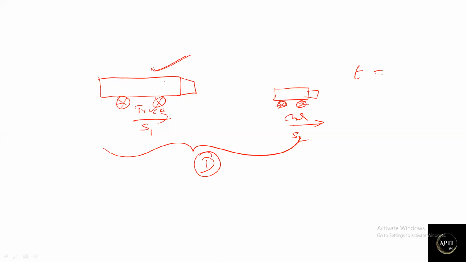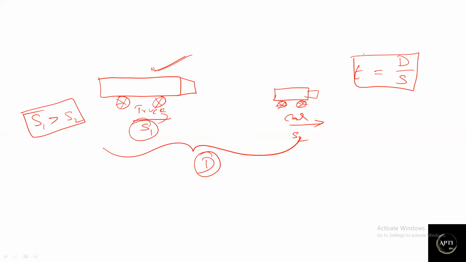For sure, in order to overtake the car, s1 should be greater than s2, correct? If s1 is less than s2, for sure it is not possible for the truck to chase or overtake the car, correct? So if s1 is greater than s2, what will be the time taken by the truck to overtake the car? Now we all know that from the basic relation only we are going to solve the questions. Time taken is equal to distance by speed. From this relation we are going to find it. Now here time is equal to distance, and the value will be given in the question.